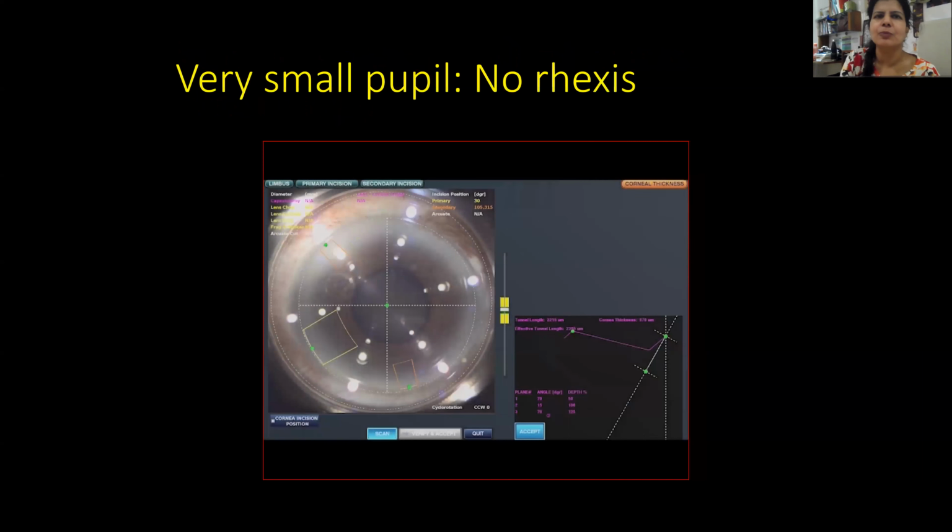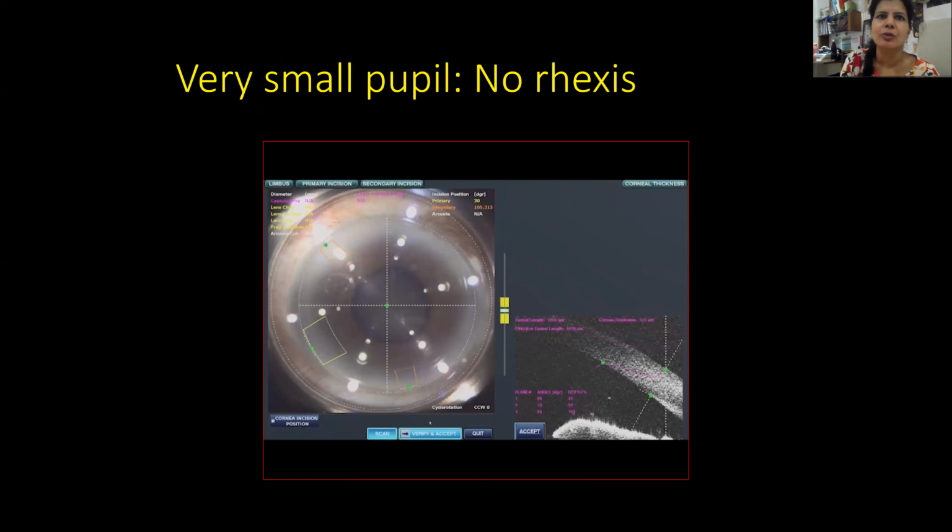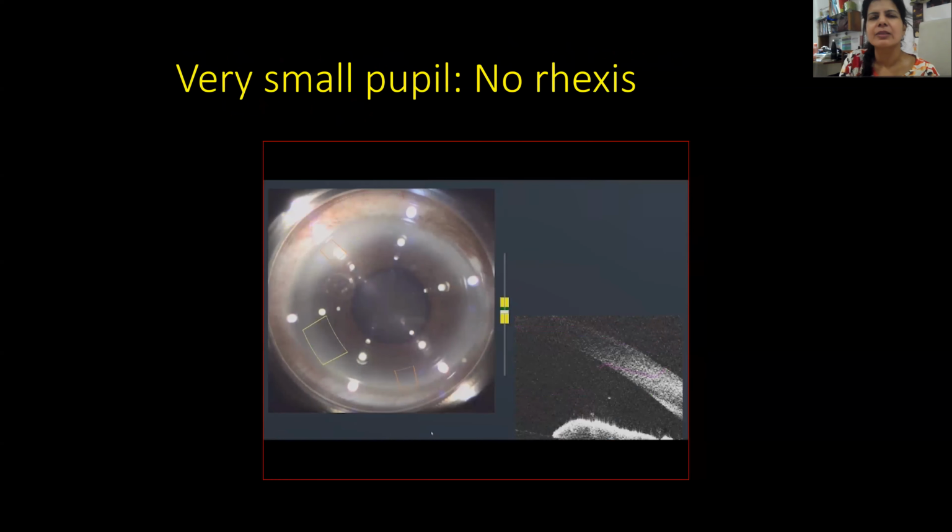In a very small pupil, I usually prefer to do no rhexis or any procedure below the cornea, so that I stick only to corneal incisions, of course, after informing the patient. Here you can see that the OCT shows only the presence of corneal incisions and we are not going below the corneal plane.